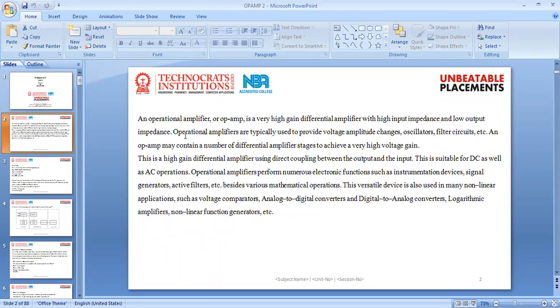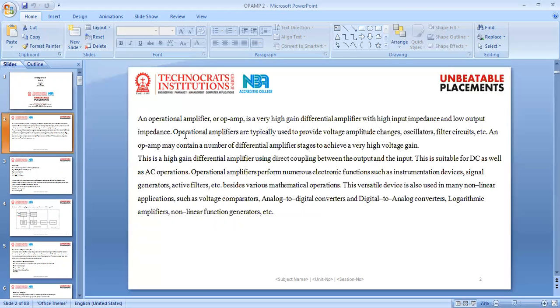An operational amplifier, or an op-amp, is a very high gain differential amplifier with high input impedance and low output impedance. Operational amplifiers are typically used to provide voltage amplitude changes, oscillators, filter circuits, etc. An op-amp may contain a number of differential amplifier stages to achieve a very high voltage gain.